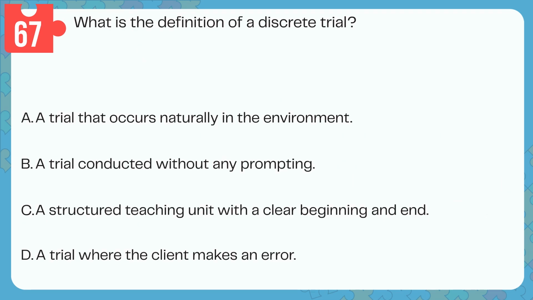Question 67. What is the definition of a discrete trial? A. A trial that occurs naturally in the environment. B. A trial conducted without any prompting. C. A structured teaching unit with a clear beginning and end. D. A trial where the client makes an error.